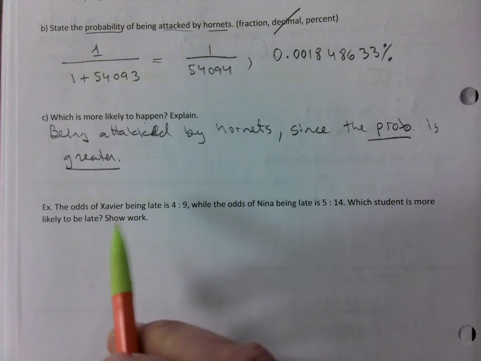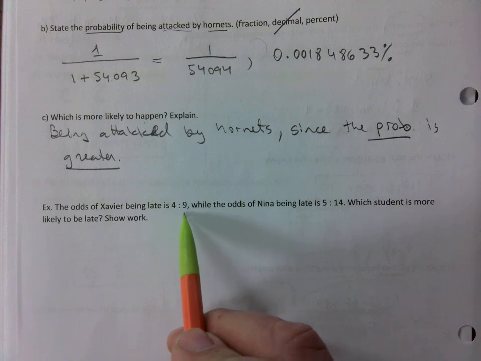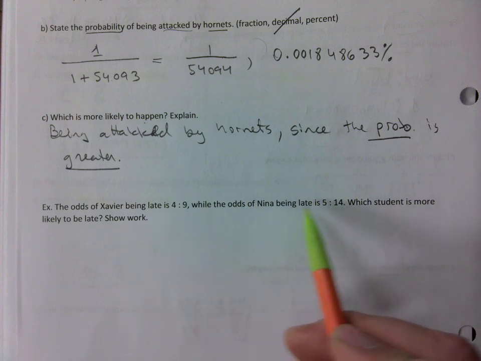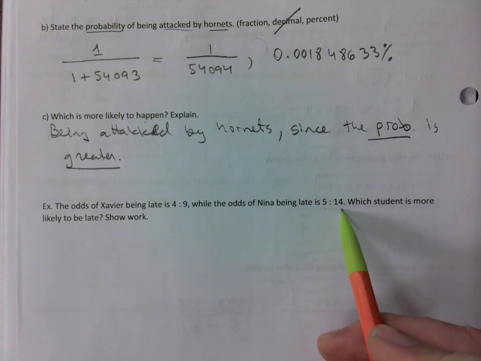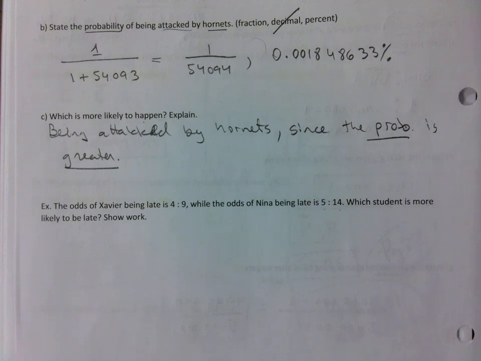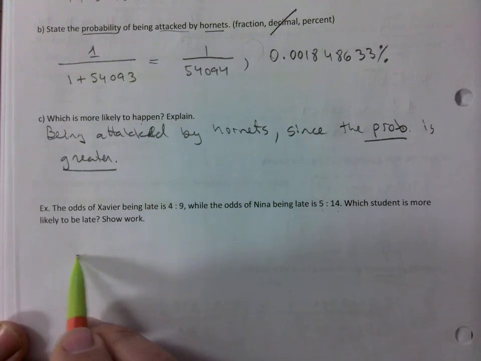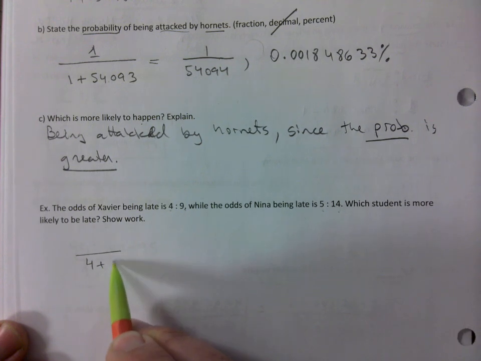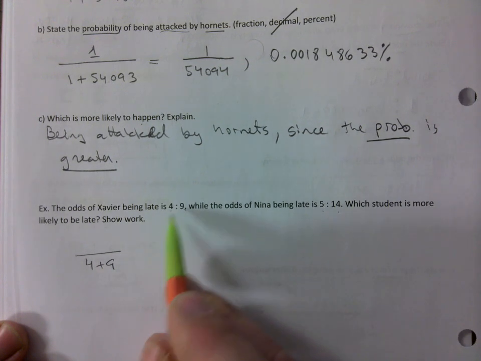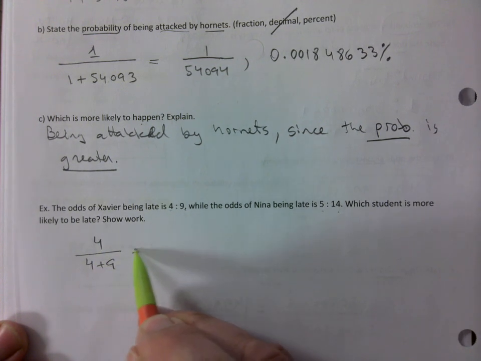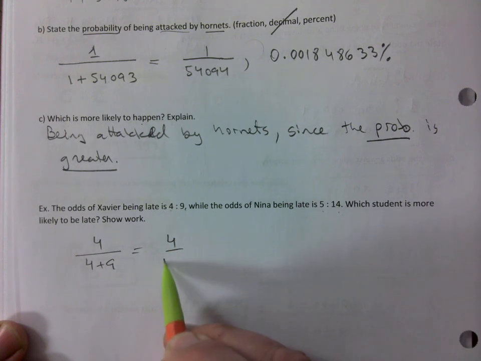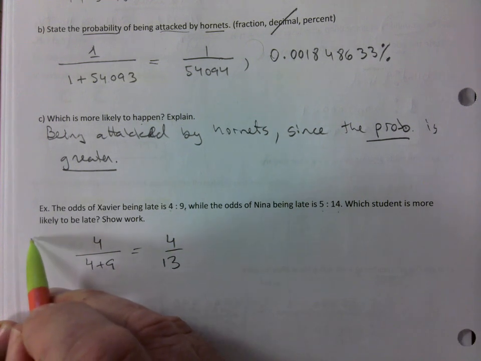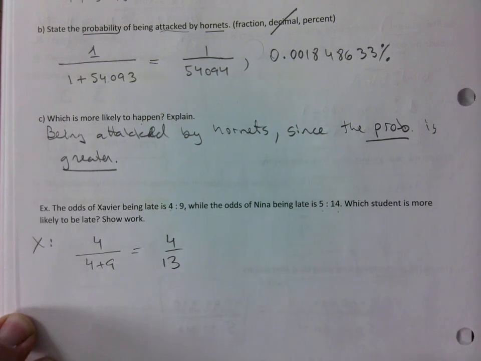The odds of Xavier being late is 4 to 9, while the odds of Nina being late will be 5 to 14. Which student is more likely to be late? They may or may not be former students of mine. Anyways, 4 plus 9, right? You add it up, and it's 13. So it's 4 over 13 is Xavier's probability of being late.